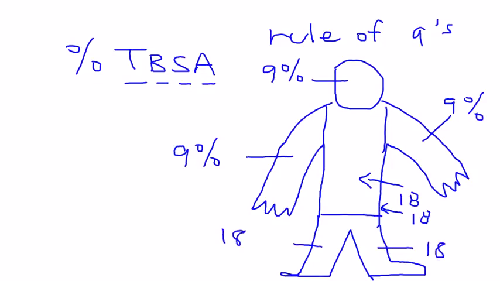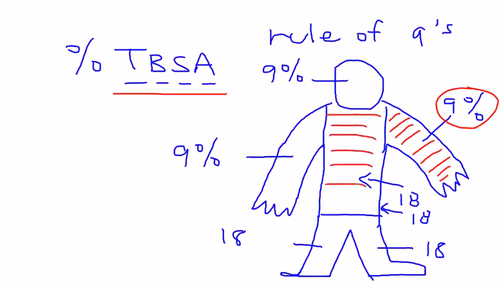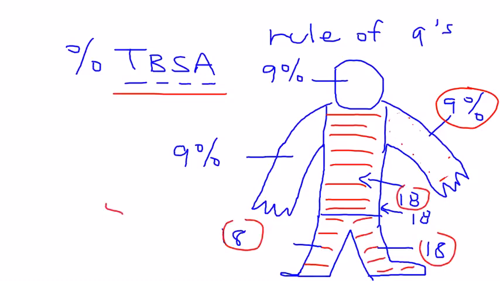So for example, let's say a patient comes in and he's burned his entire arm on this side, and you want to figure out the total body surface area. Well, it's easy. It's 9%. Now let's say somebody came in and their entire front part of their body is burned, including their legs. So all the way down here. Well, it would be 18 plus 18 plus 18, which is 54%. And then there's one final part, and that's the genital area. And the genital area is given a 1%. So when you total this all up, it totals 100%. So that's the rule of nines.